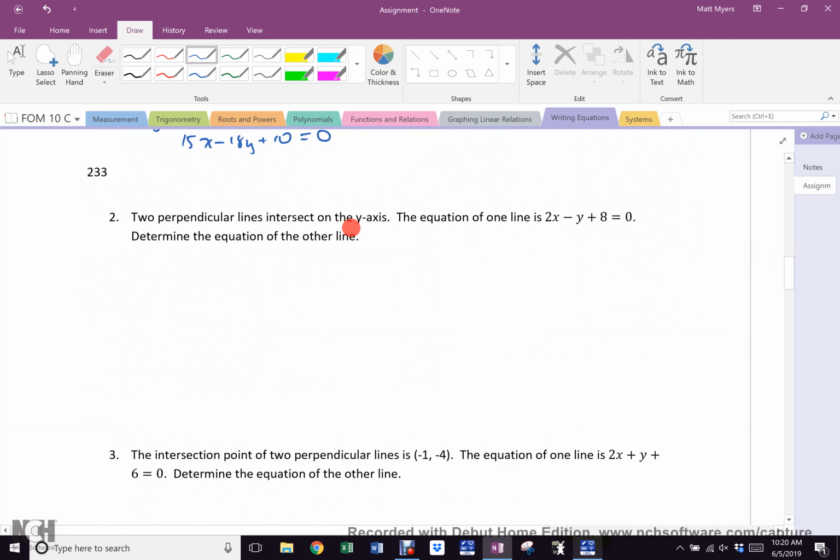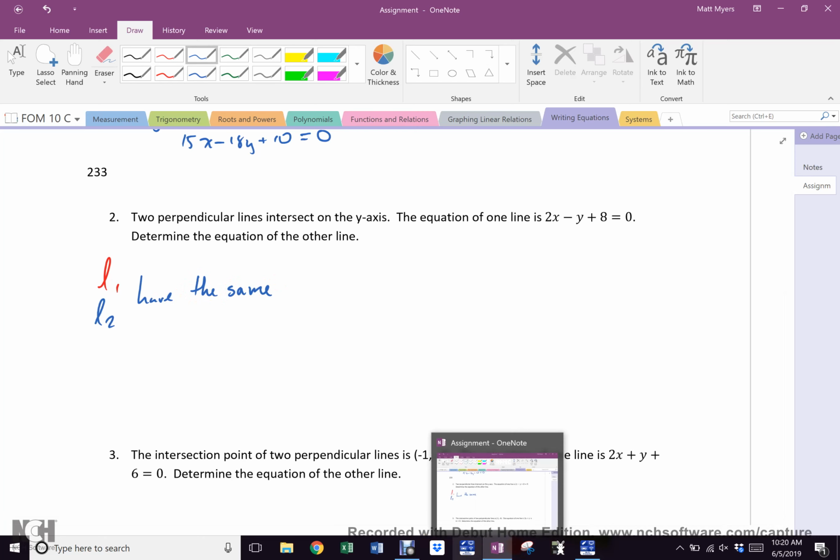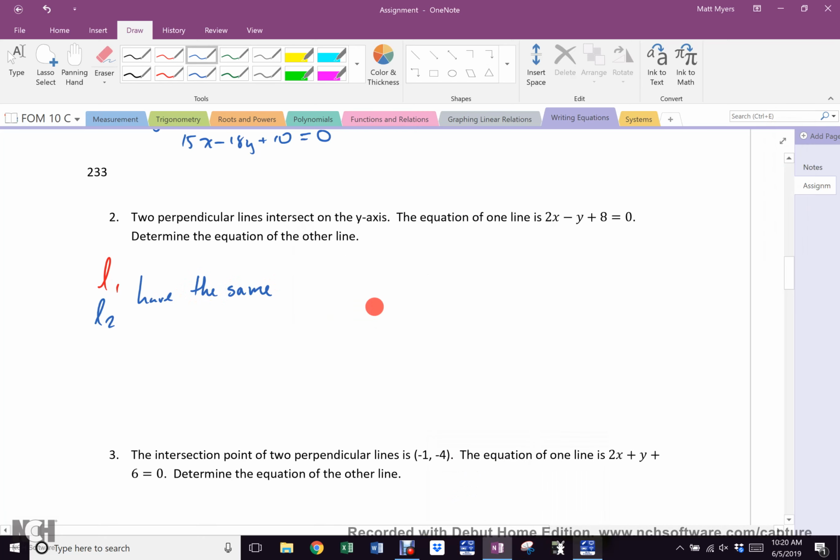Two perpendicular lines intersect on the y-axis. That tells us a whole bunch of stuff, doesn't it? What does that tell us? That tells us that line 1 and line 2 have the same what? They have the same y-intercept. They have the same b. So if I know one of their b, I know them both, right? And if I know one of the slope, I know them both, yes? So which one can I work with?